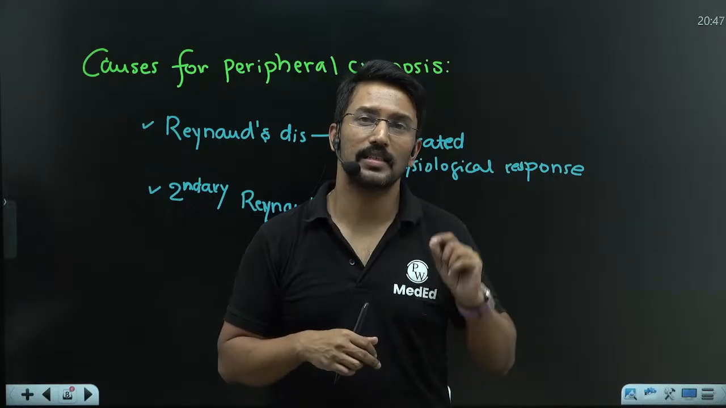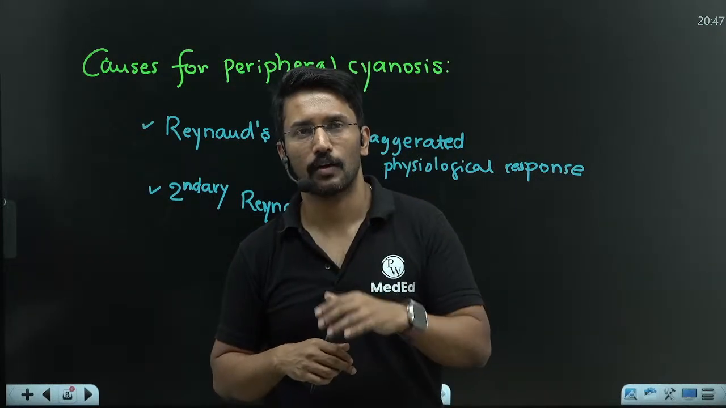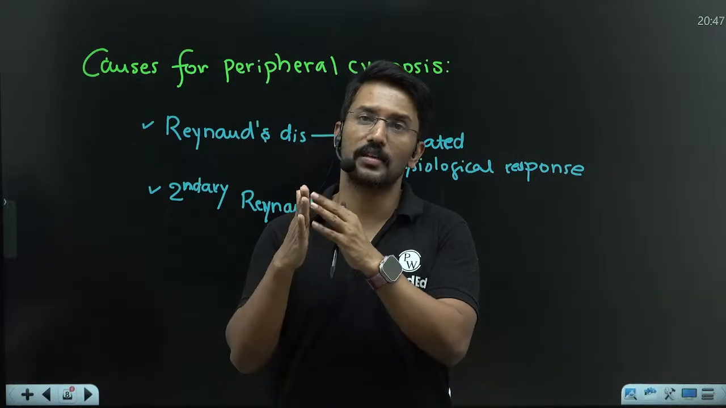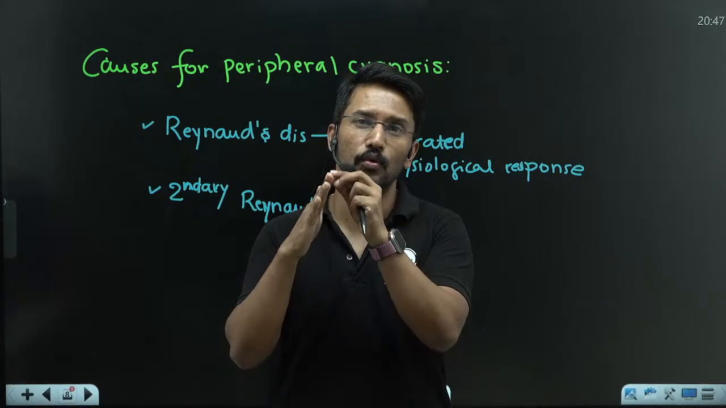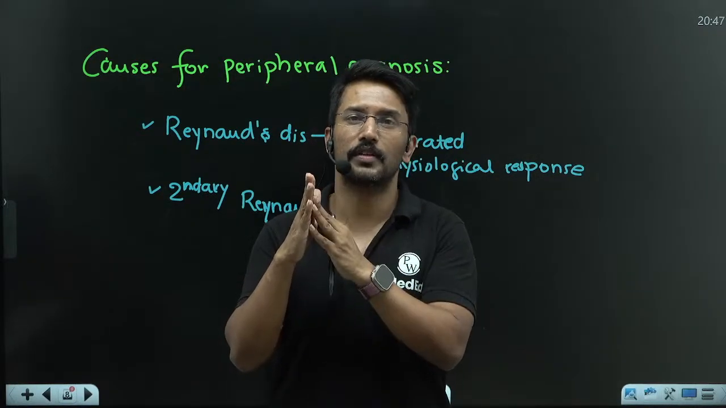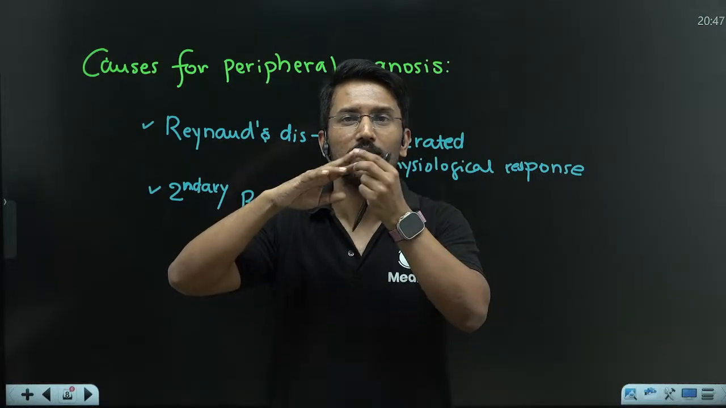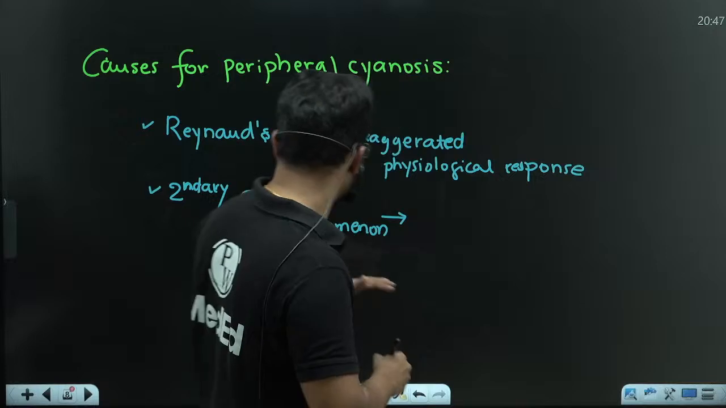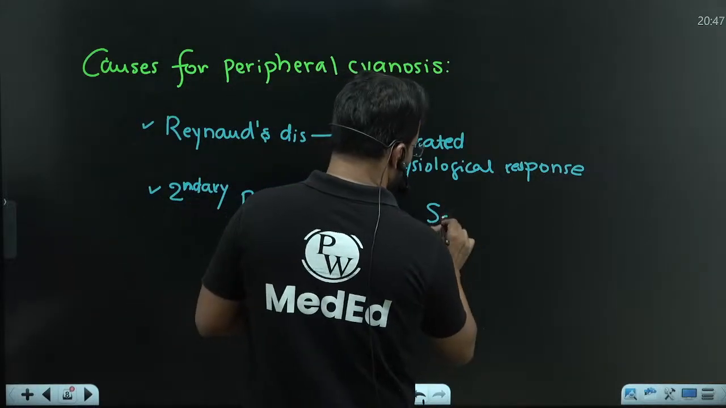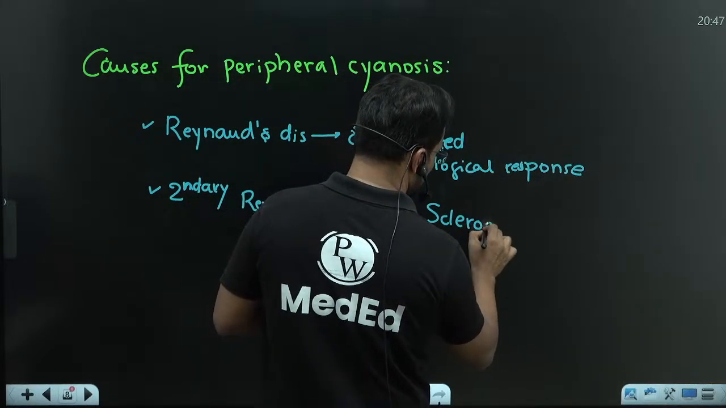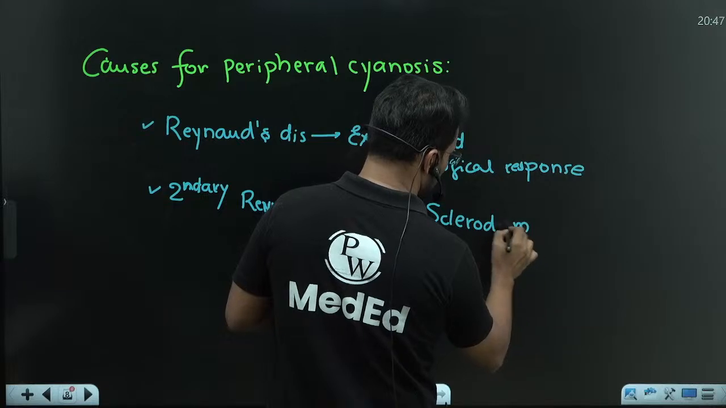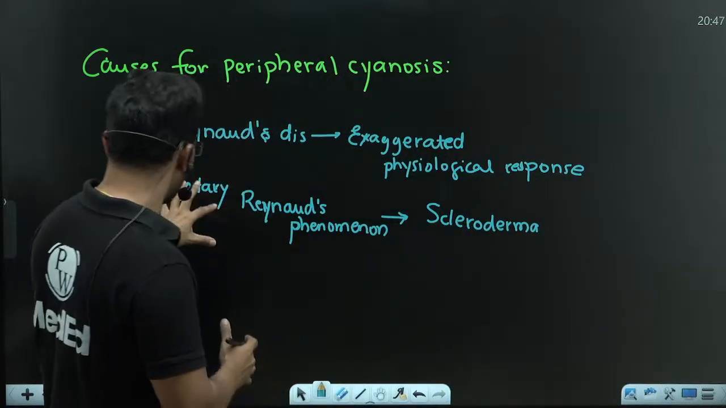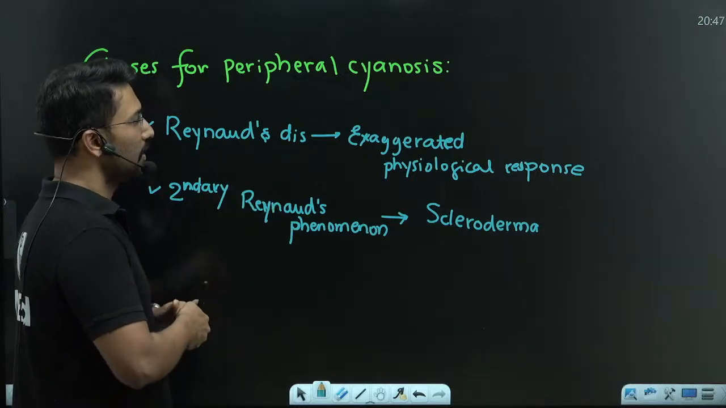We call the disease either scleroderma or systemic sclerosis. In those patients, this decreased tissue perfusion eventually will lead to necrosis and atrophy of the tissues, and the fingers will start becoming smaller and smaller. That's why we call it scleroderma, right? So scleroderma or systemic sclerosis is one common cause for secondary Raynaud's phenomenon.